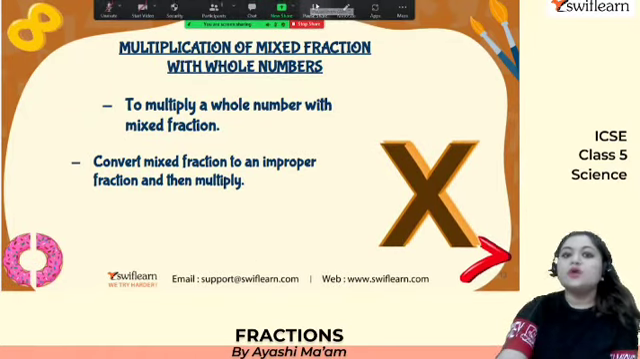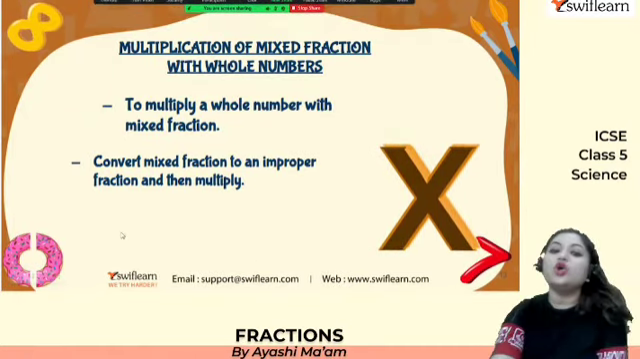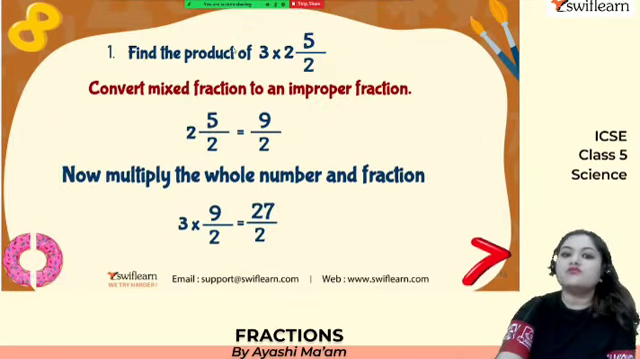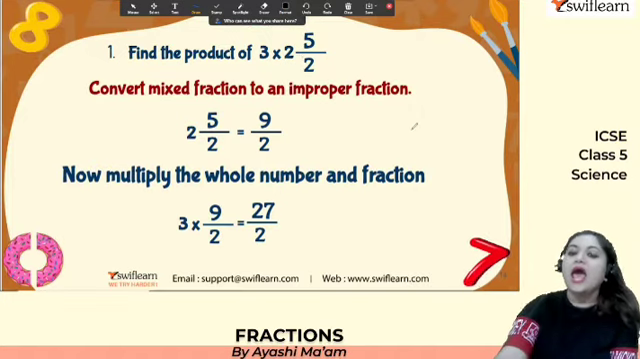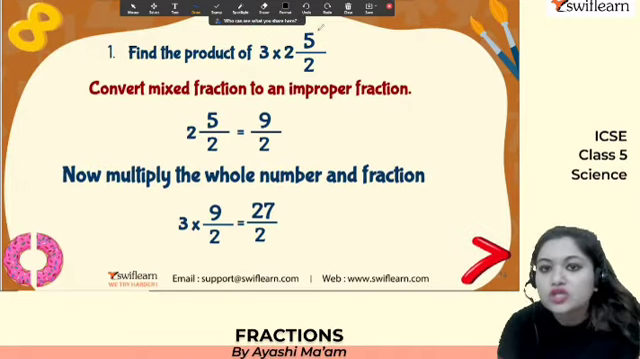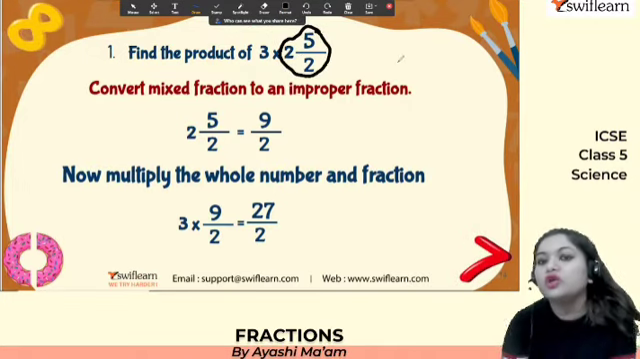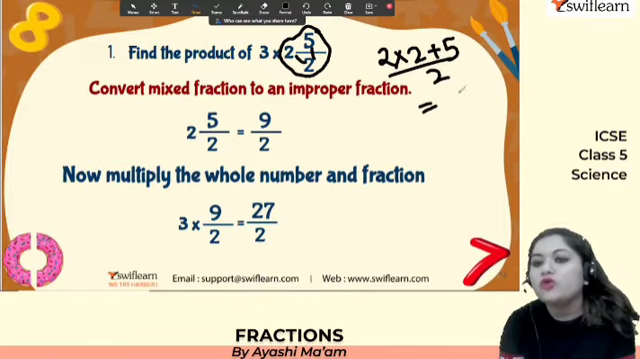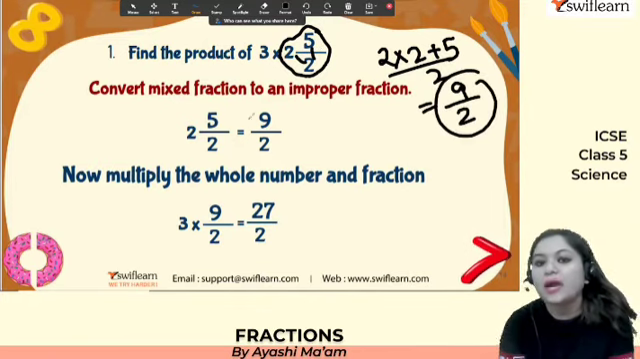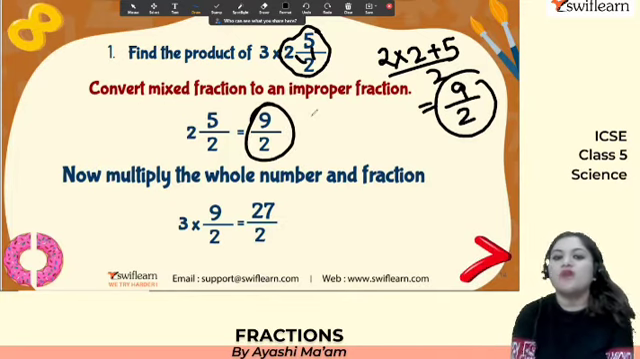Now, suppose you have a mixed fraction and a whole number. Whenever you see a mixed fraction, make sure to convert it to an improper fraction and then follow the method that you know. Here we have the mixed fraction 2 whole 5 by 2. How to convert it? 2 into 2 plus 5 by 2, right? Diagonally we will multiply and then add. So 2 2s are 4, 4 plus 5 gives us 9, 9 by 2. 9 by 2 is the improper fraction.